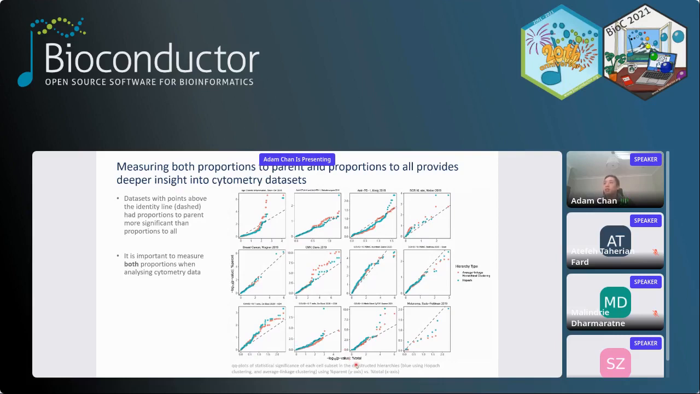And you can see here the dashed line is the identity line. So if we have points above the line in the top right, it means that there was high significance found from the percent parent proportions, and below, high significance from the percent total proportions. And from this benchmark, we could see differences in the significance. And highlighted here, the percent parent provided comparatively greater significance. And this basically just highlights that this is an important factor to look at when analyzing cell type proportions in cytometry data.